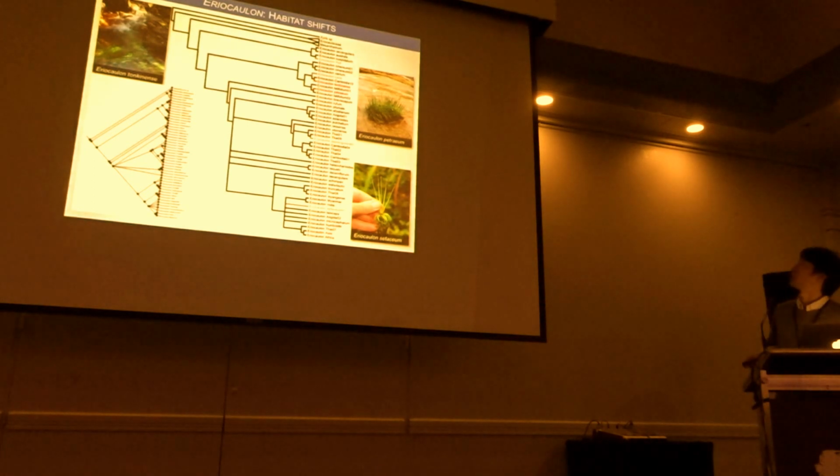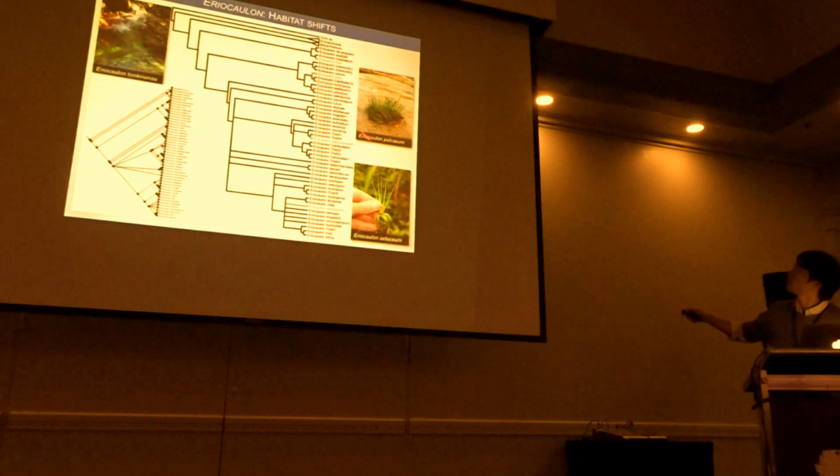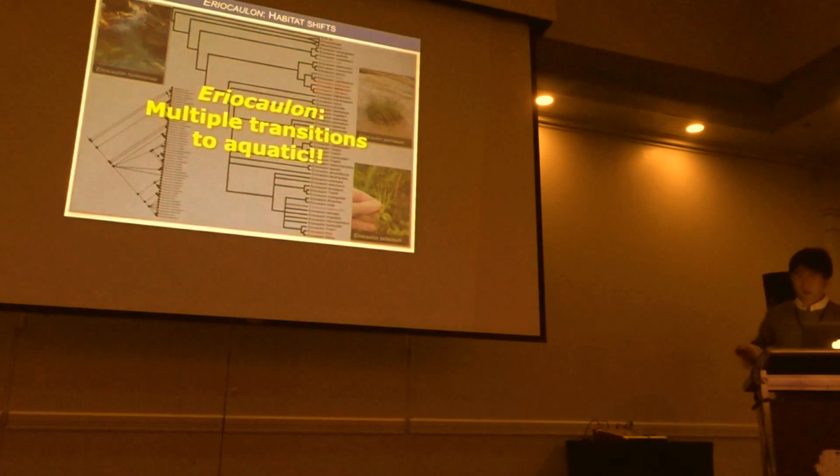And the second question is the habitat shift. And you can see 3 aquatic species here and here. And the species like this is not really aquatic, but other pictures show that sometimes, some more photos attached. So Eriocaulon has multiple transitions to aquatic, probably 3 times, but could be twice, but anyway, multiple transitions.